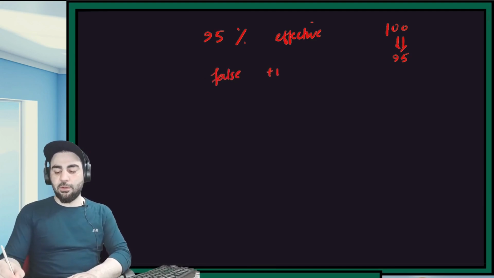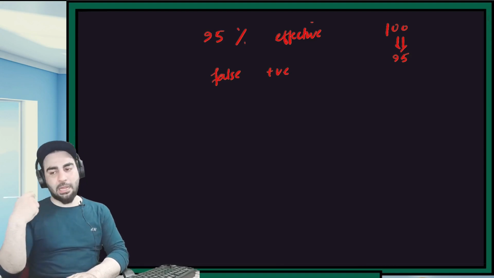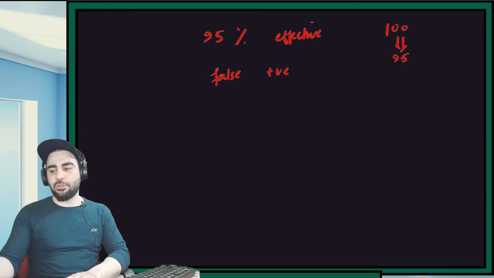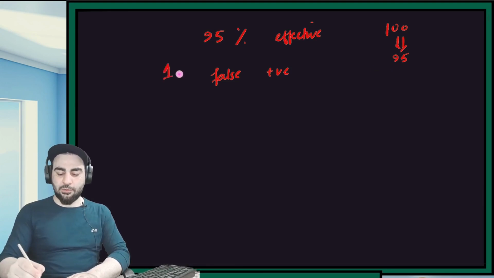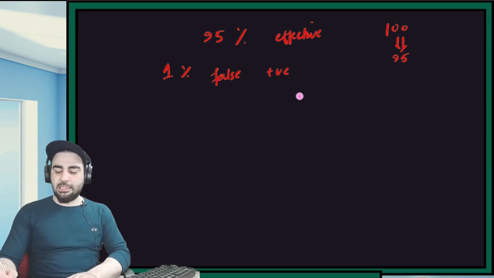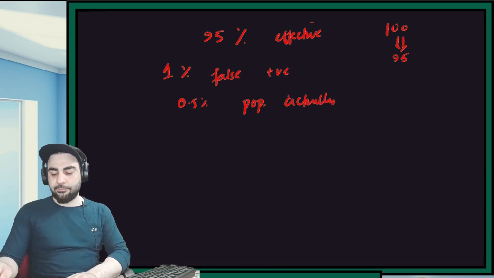So what's the meaning of false positive? That means if a person does not have the disease, the test will still say that they have the disease. The false positive rate is 1%. And the total population that actually has this disease is 0.5%. So 0.5% of the population actually has the disease.